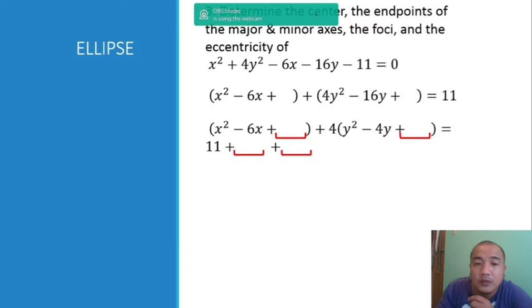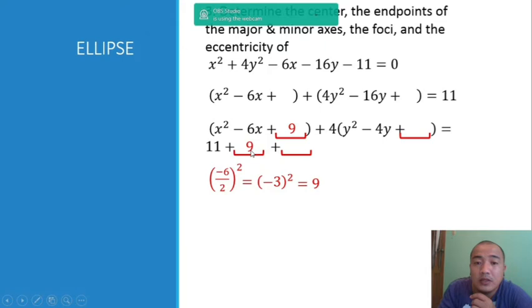Group natin yung x squared and negative 6x, or x squared minus 6x. Then, 4y squared minus 16y. That can be factored as 4 times y squared minus 4y. So, what will we add here on this part? Just divide negative 6 by 2, then square it. Yun, 9. We'll also add 9 to 11.